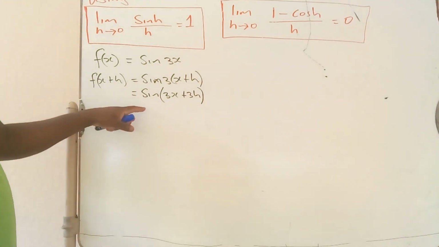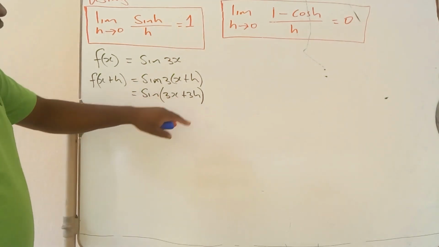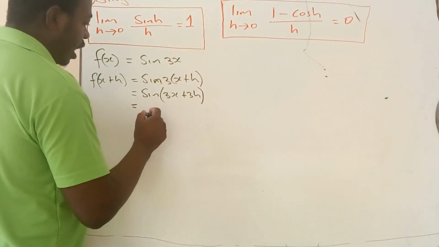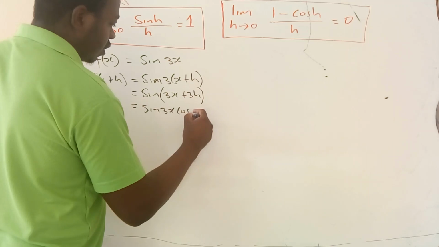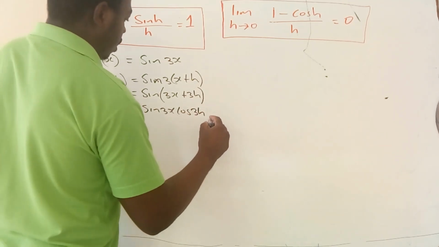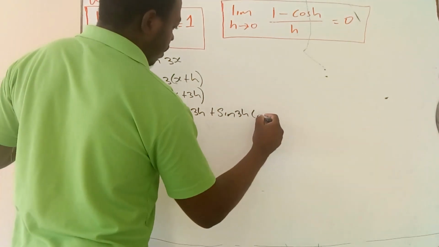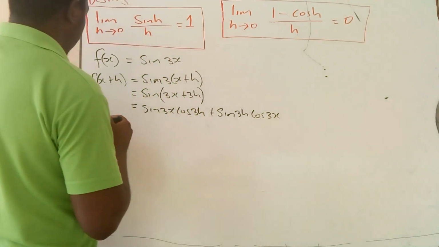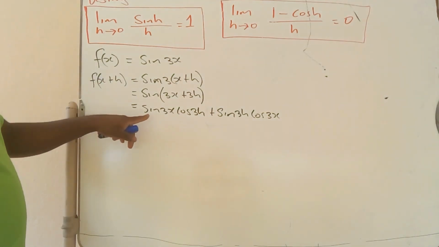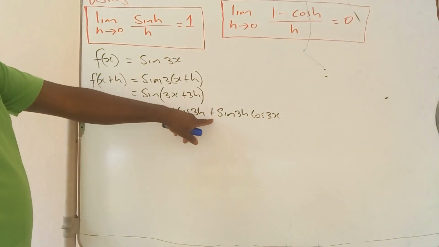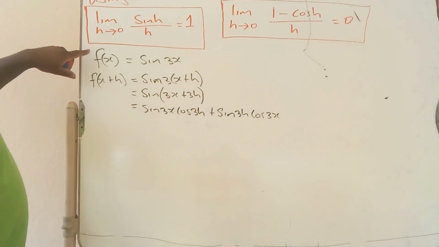Now we still can use the double angle identity for sine to expand this. If we expand this, we now have sine 3x times cos 3h plus sine 3h times cos 3x. So we now know that f of x plus h is equal to sine 3x cos 3h plus sine 3h cos 3x.